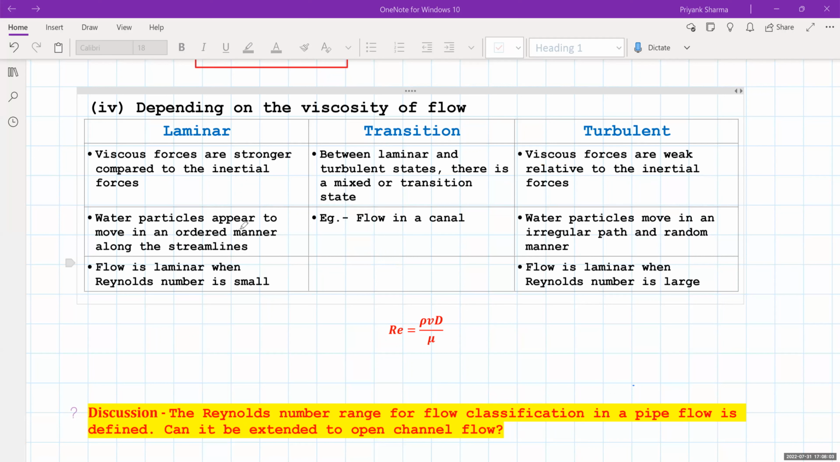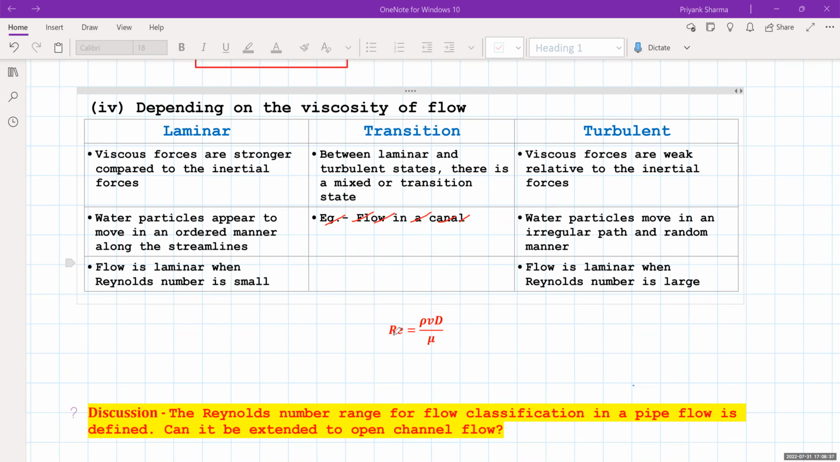In case of laminar flow, the water particles appear to move in an ordered manner, like in streamlines. And in case of turbulent flow, water particles move in a random and irregular manner. Okay. Similarly, for Reynolds number very small, you will observe laminar flow, and for Reynolds number very high, you will observe turbulent flow condition. In between these two, there exists a transition state.